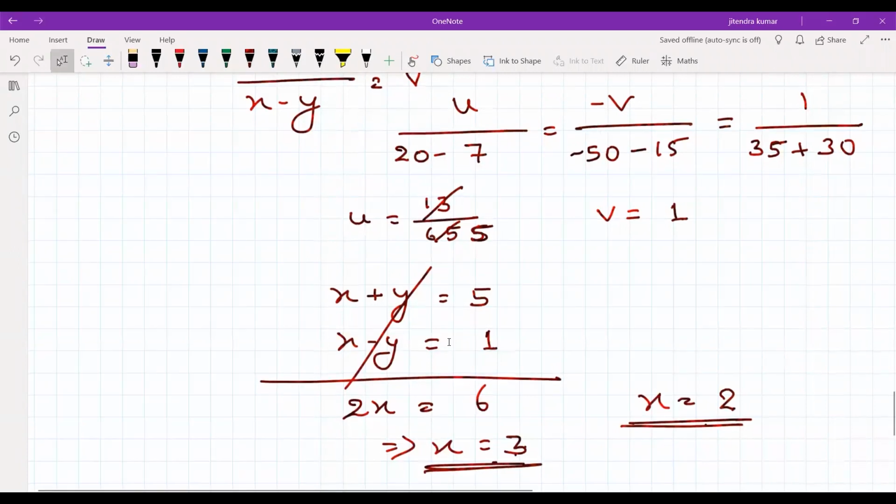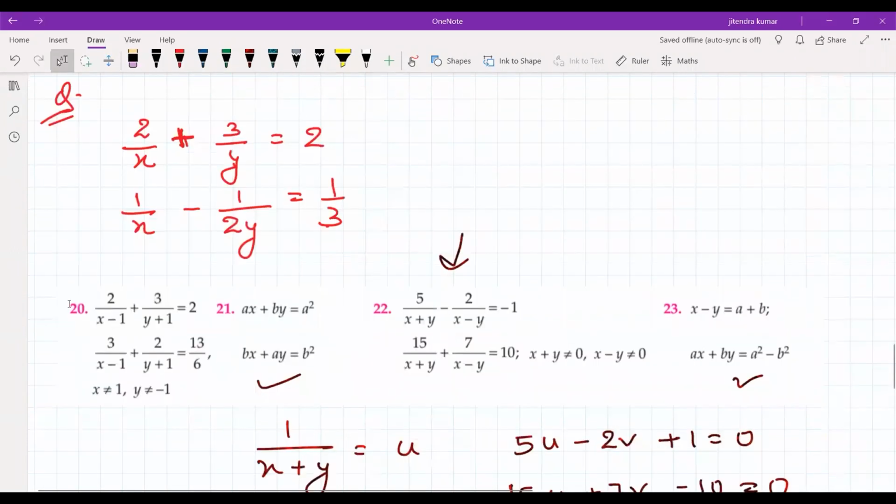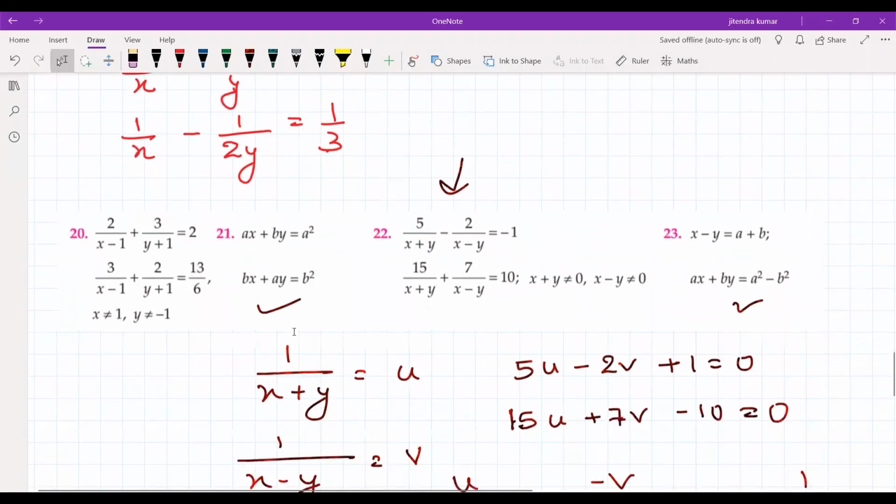Okay, so in a similar way, you can do the 20th question also. And I think 21 and 23 are easy. There are just a and b here, but you just have to apply the same cross multiplication method.